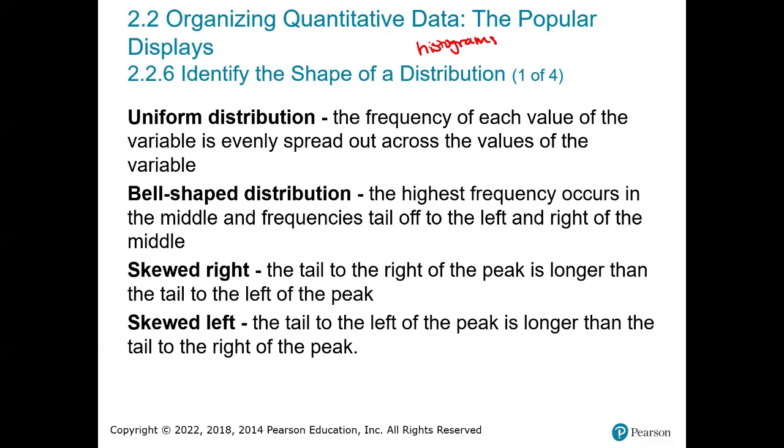So uniform distribution is when the frequency in each value of the variable is evenly spread out across the values of the variable. Okay, now it doesn't have to be exactly perfect to be uniform. There might be slight variation, but it's going to look mostly like all of the values happen at about the same frequency. Okay, bell shape. The highest frequency occurs in the middle, and the frequencies tail off to the left and right. Skewed right, the tail to the right of the peak is longer than the tail to the left. Skewed left, the tail to the left is longer than the right.